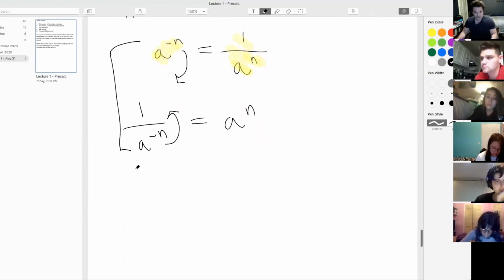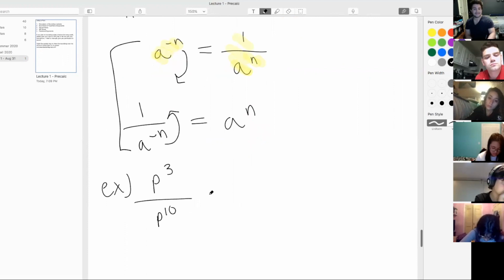And again, let's just do some examples. So how about this? p to the 3rd divided by p to the 10th. Okay, that's going to be p to the 3 minus 10 by the quotient rule. Okay, and then 3 minus 10 is just negative 7.